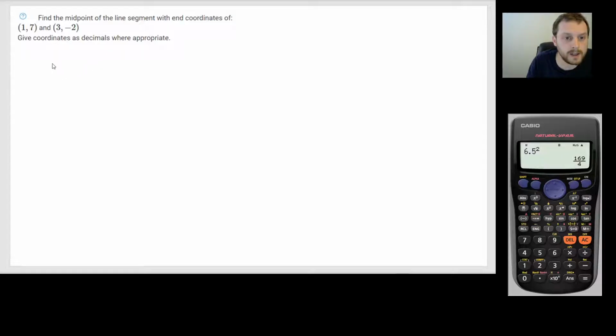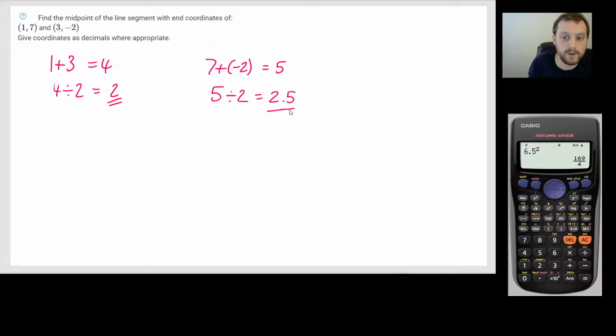But what we need to do is we need to do 1 add 3, which is 4. Right, so these are the x coordinates, 1 and 3. And then 4 divided by 2, which is 2. I need to do 7 add -2, which is 5. And then 5 divided by 2, which is 2.5. So my final answer is 2, 2.5.